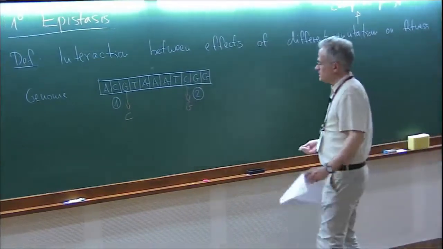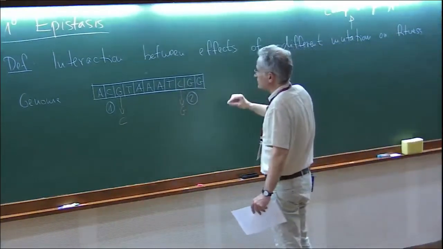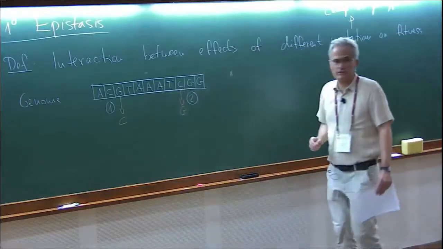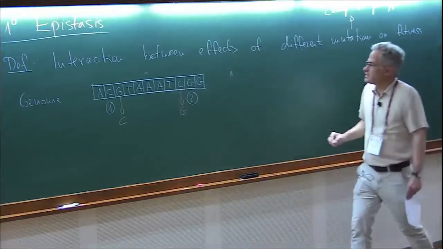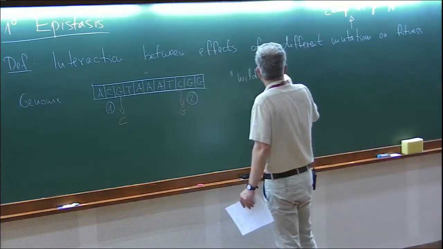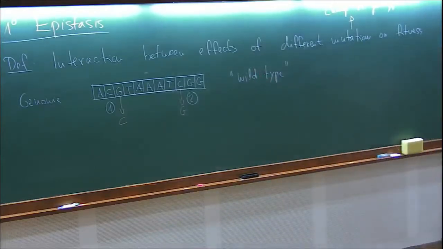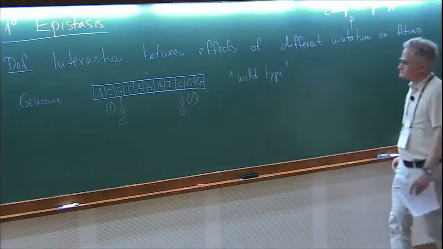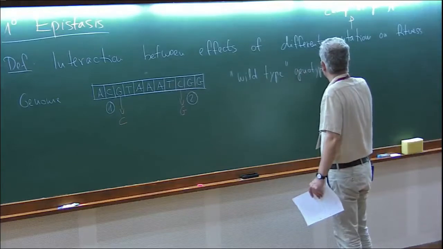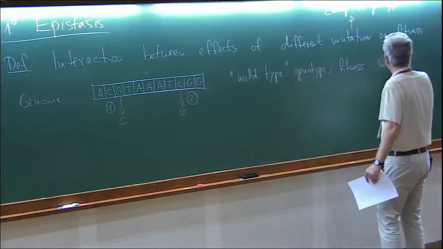So we have the initial genotype. So this is what we call the wild type. This is again a piece of population genetics jargon. It's sort of the original type, the type that is present in the wild population, just a technical term. So this is my wild-type genotype, and this has some fitness. Let me call this W0.